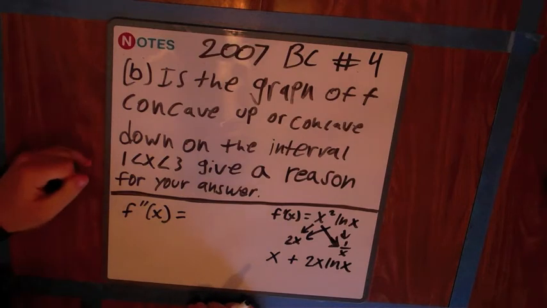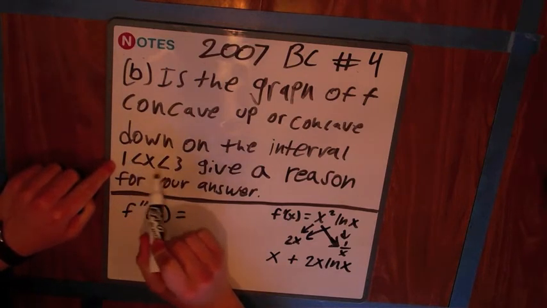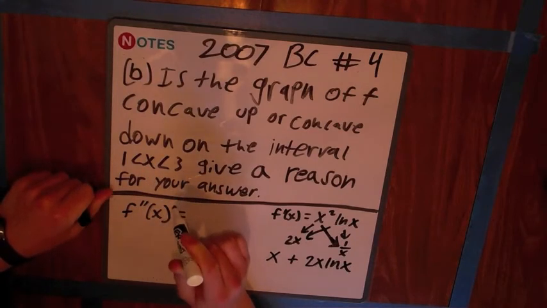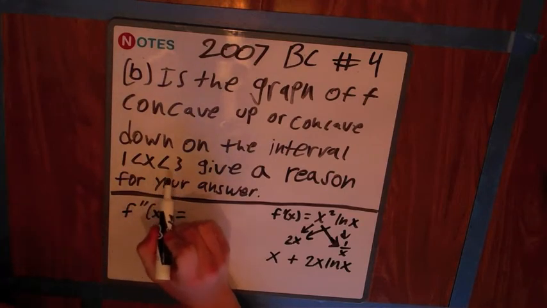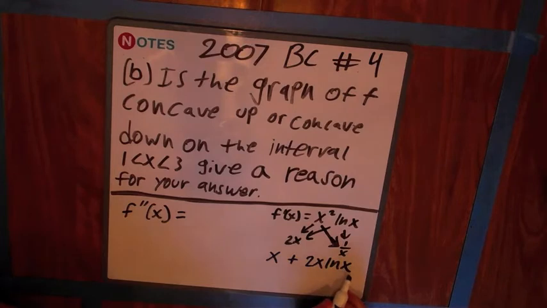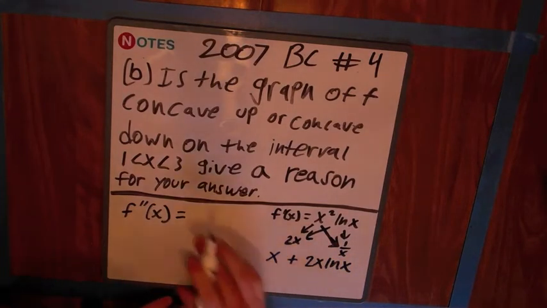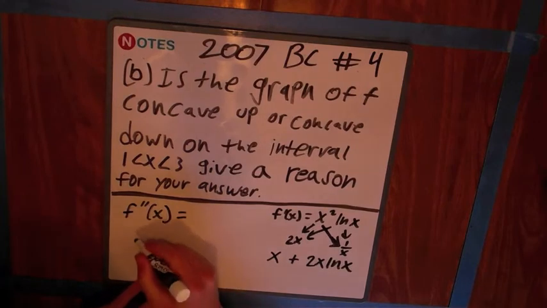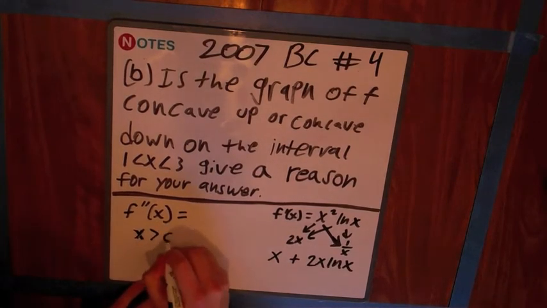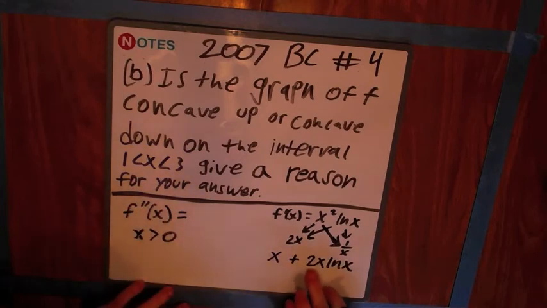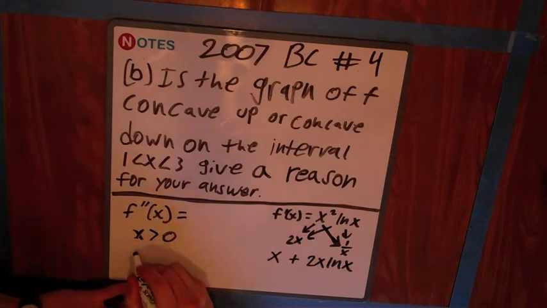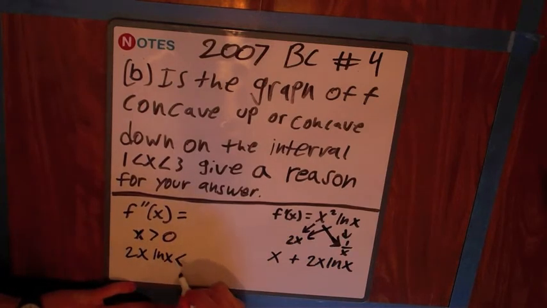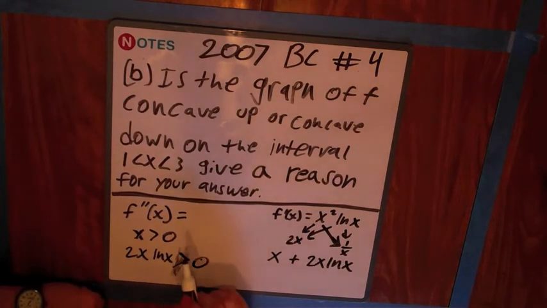Now, we're trying to determine if it's concave up or concave down, and concavity is determined by whether the second derivative is positive or negative. So, from 1 to 3, x plus 2x natural log x: the first part, x, is always going to be positive. So x is greater than 0 on that interval, and 2x natural log x will also be greater than 0 on this interval. Thus, the graph is concave up.